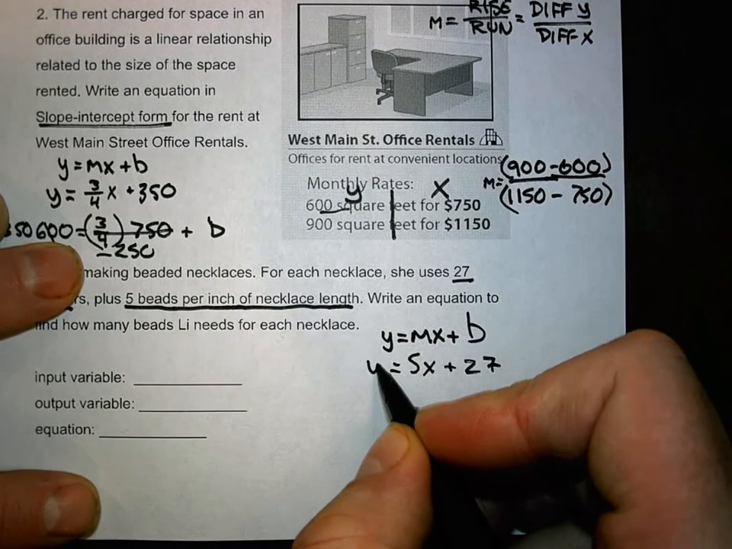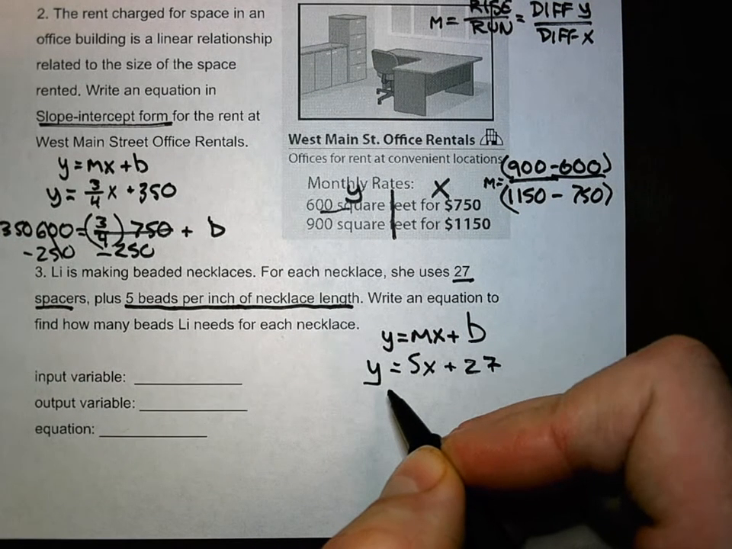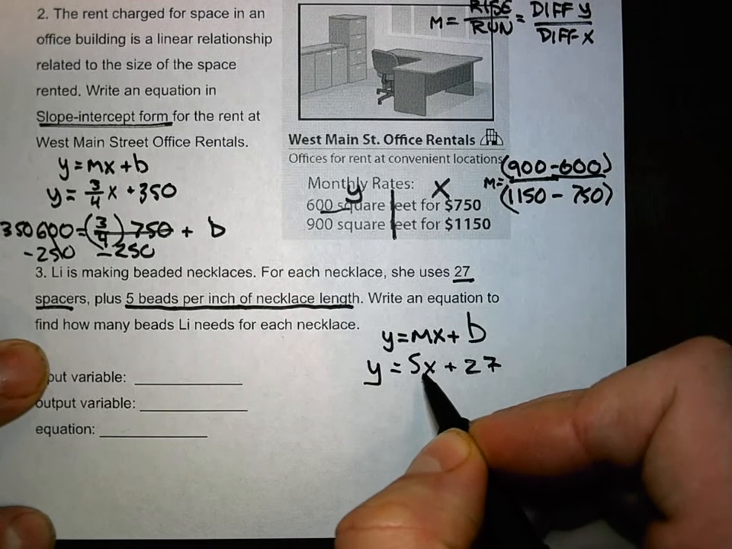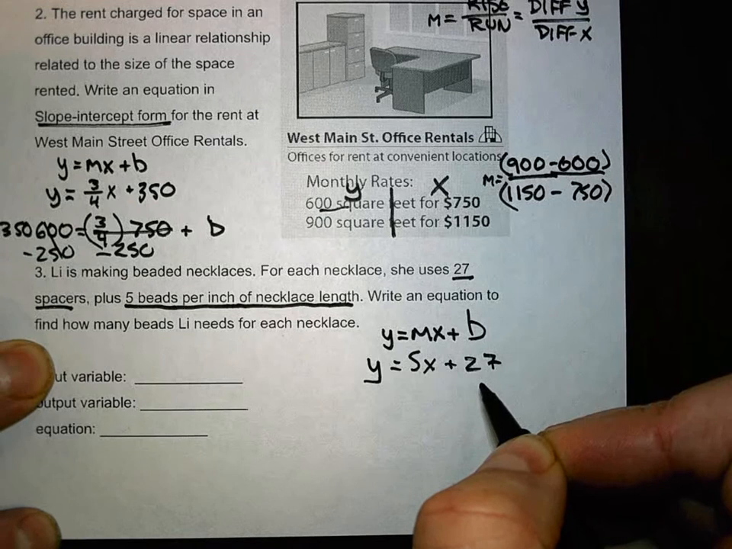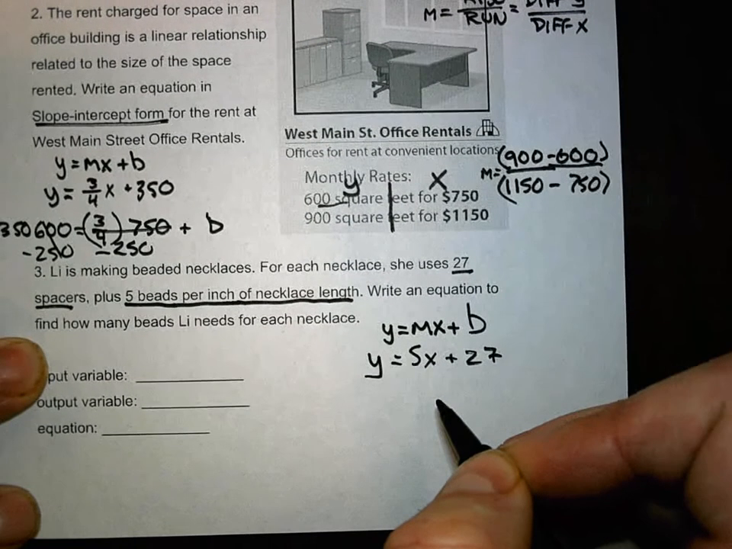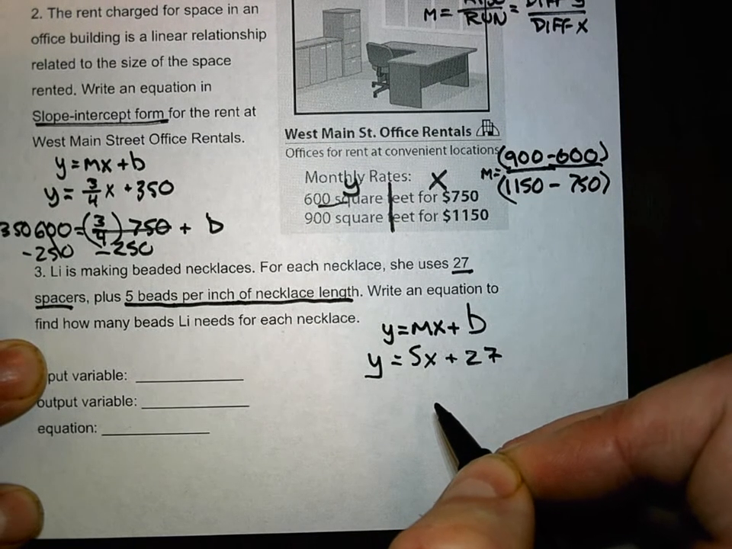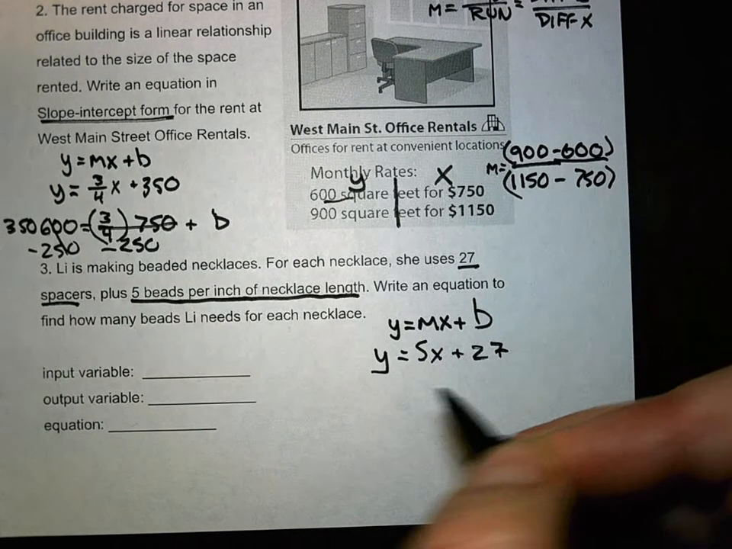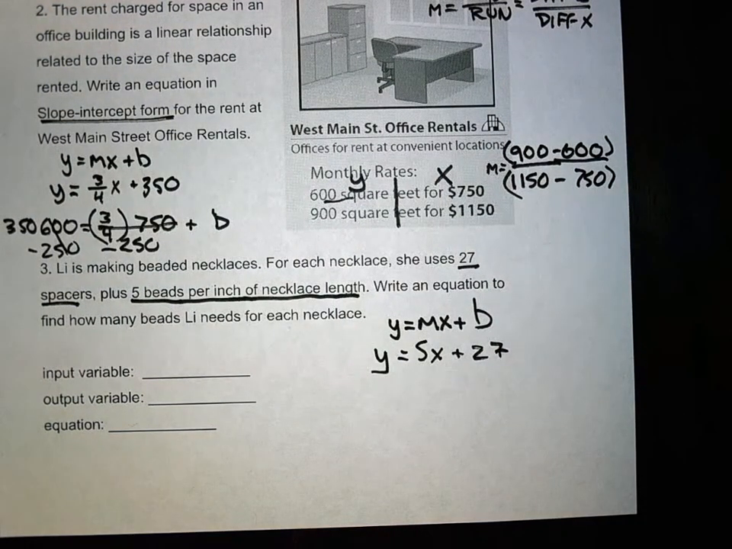So 5 beads per inch, right? So what does y equal? y equals 5 beads per inch plus 27 spacers. So what does y actually equal? We have to figure that out. 5x plus 27. How many beads total? So if you go to her and you say, I need a 100-inch necklace, 1, she's going to look at you like you're nuts. And 2, she can calculate how many. She needs 500 beads for the regular and 27 spacers.